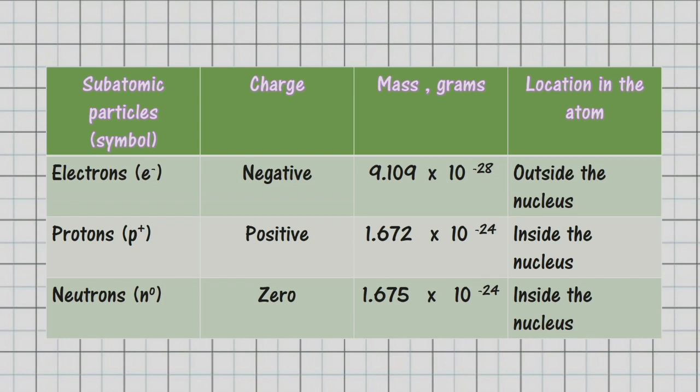The next one is the proton, which is positive in charge and has a mass of 1.672 times 10 raised to negative 24. And its location is inside the nucleus. And lastly, neutrons. Neutrons have a zero charge and a mass of 1.675 times 10 raised to negative 24, and in terms of location, it is the same as protons. It is located inside the nucleus.